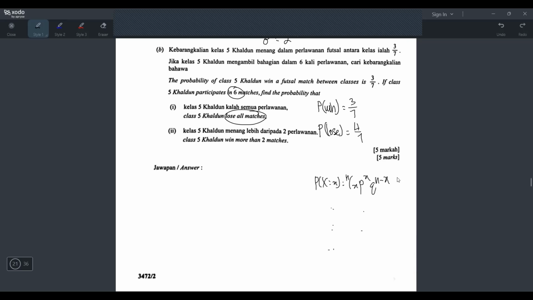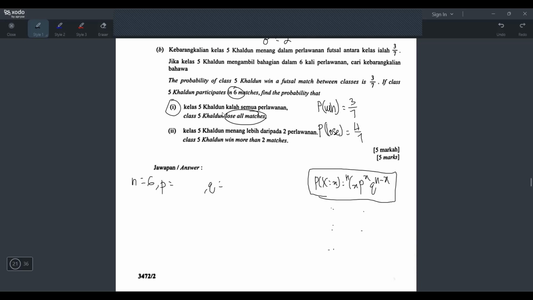But I'm not going to write that down because this question, they only ask for probability. So we will only be using this formula. Okay, so what is your N? 6, right? Because in order to use this formula, you need to know your N, P, Q. And what is your P and what is your Q?